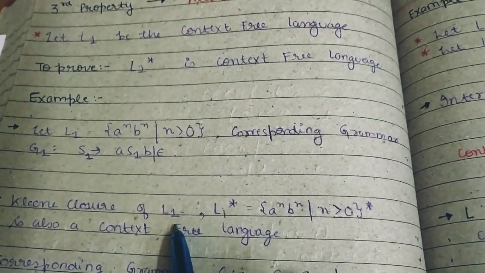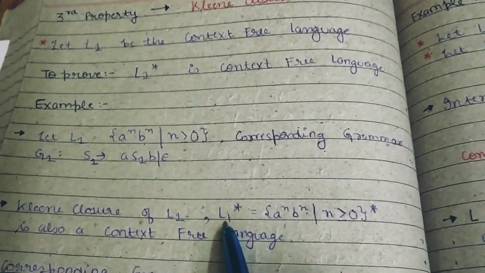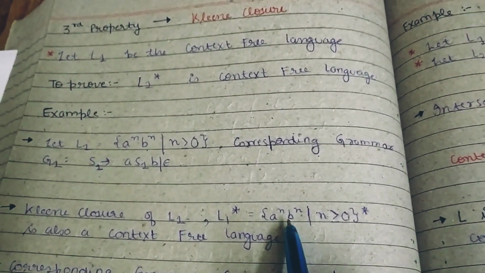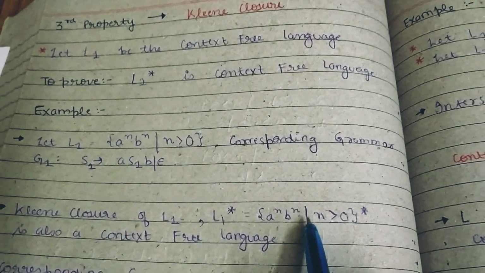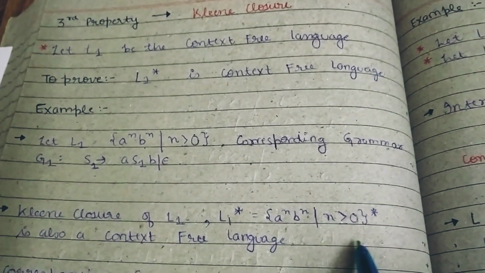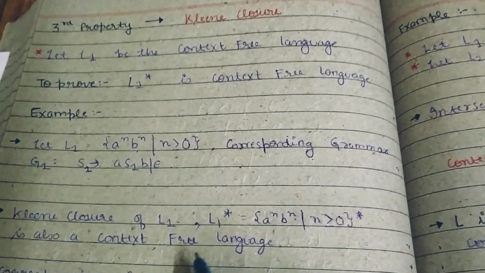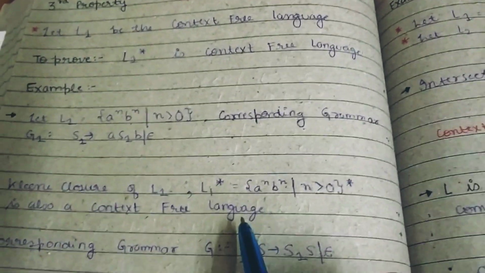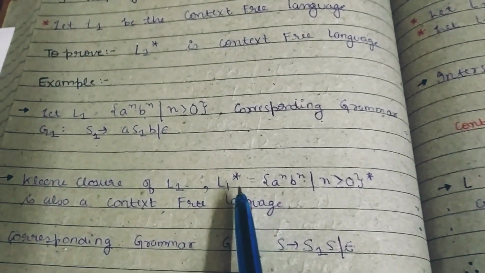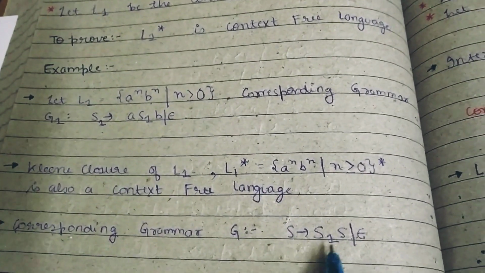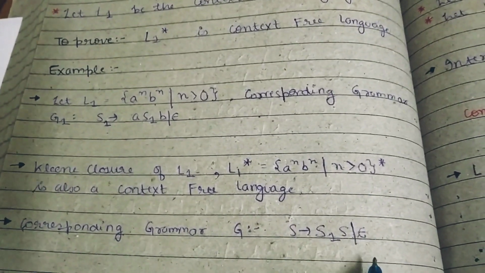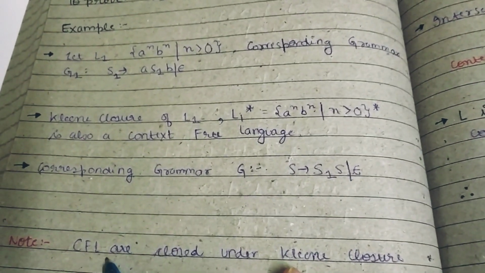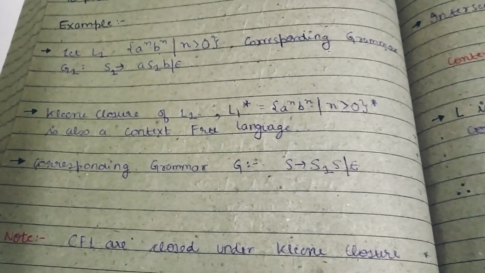Now, the Kleene closure of the language L1 is denoted as L1 raised to the power star, which is equal to (a raised to the power n, b raised to the power n) raised to the power star, where n is greater than or equal to 0. So this will also be a context-free language. And the corresponding grammar of L1 star will be S implies S1S / epsilon. Please note that context-free languages are closed under Kleene closure.